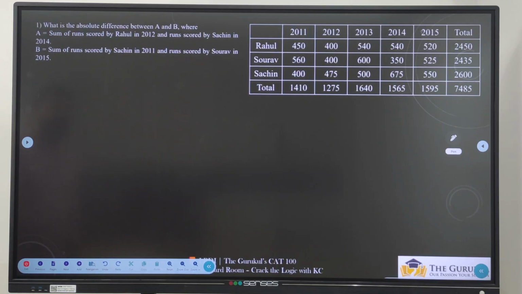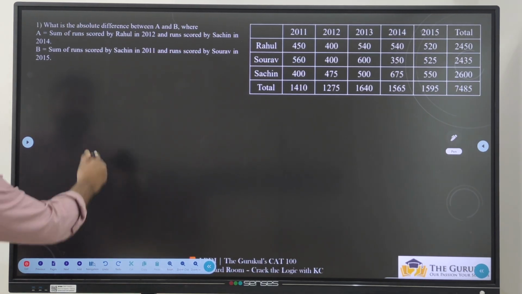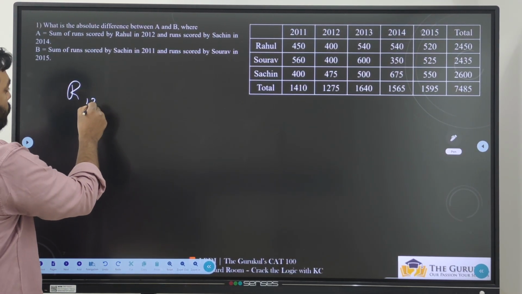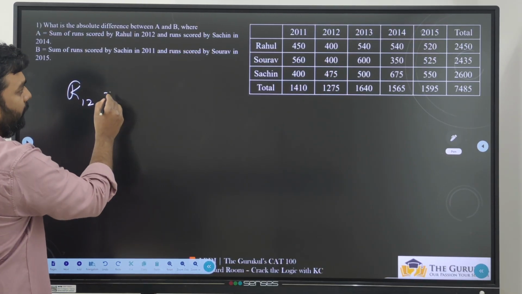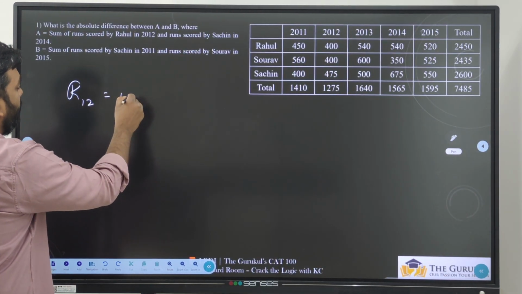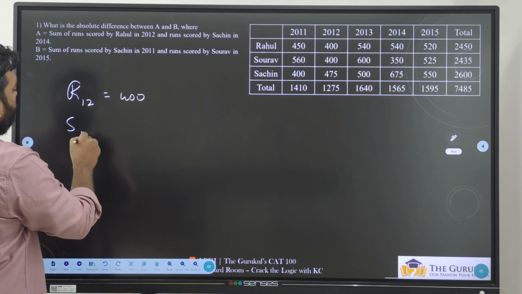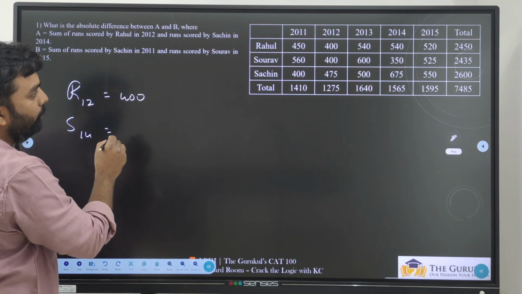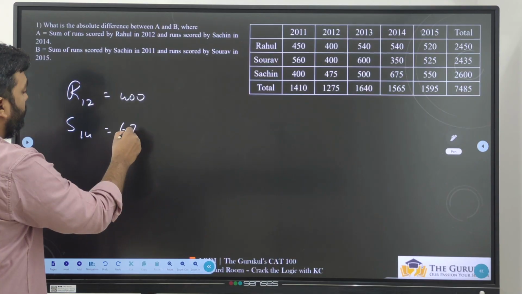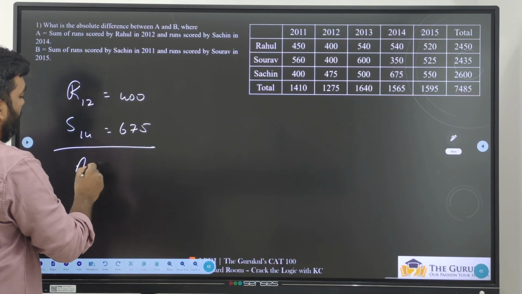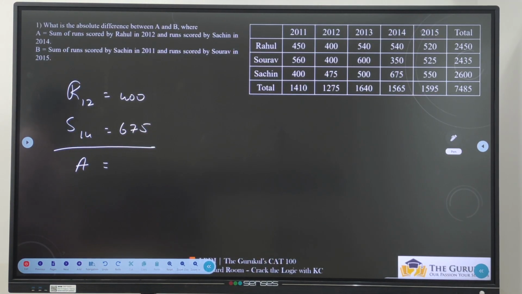What is the absolute difference between A and B, where A equals the sum of runs scored by Rahul in 2012 and runs scored by Sachin in 2014? Rahul in 2012 will be equal to 400 runs and Sachin in 2014 is equal to 675 runs. Total, that is A, equal to 1075. Very good.